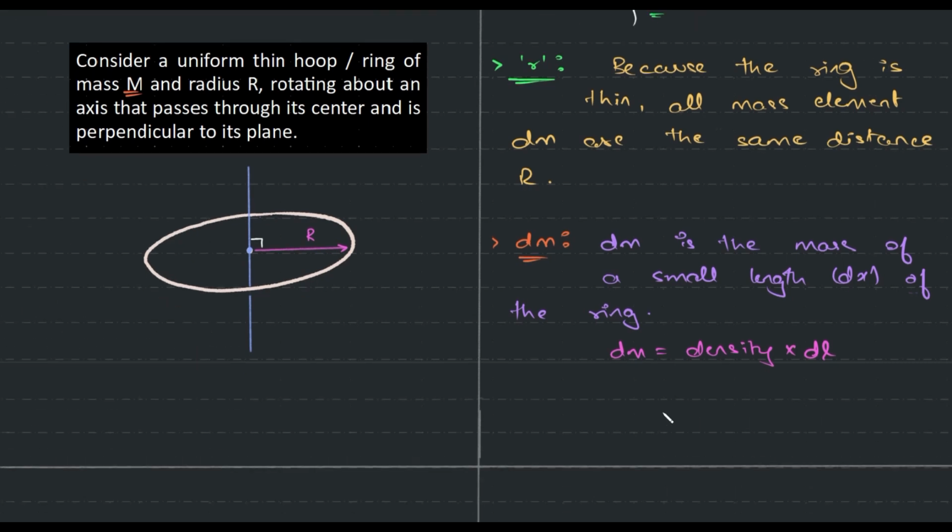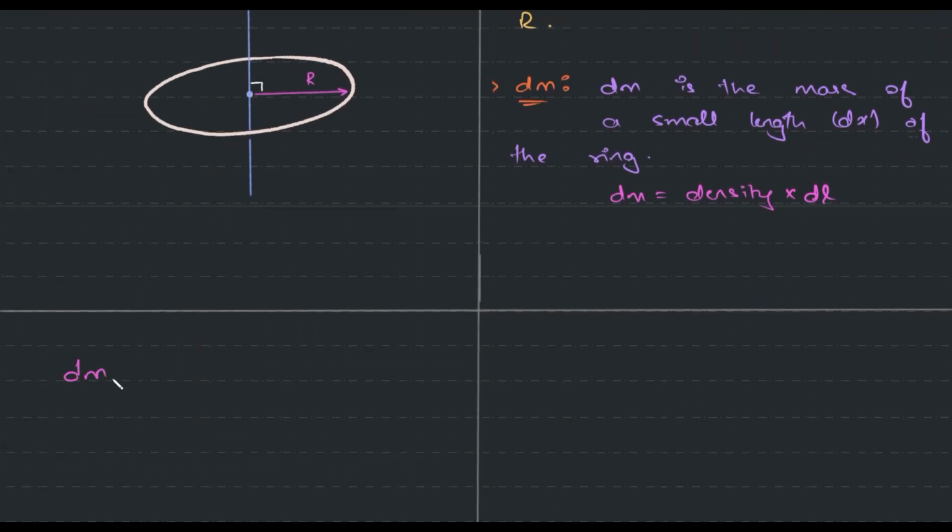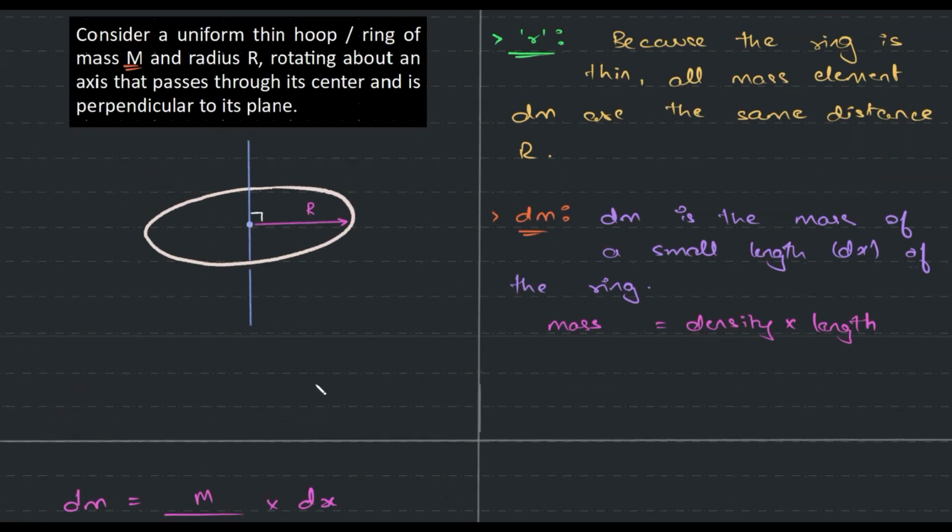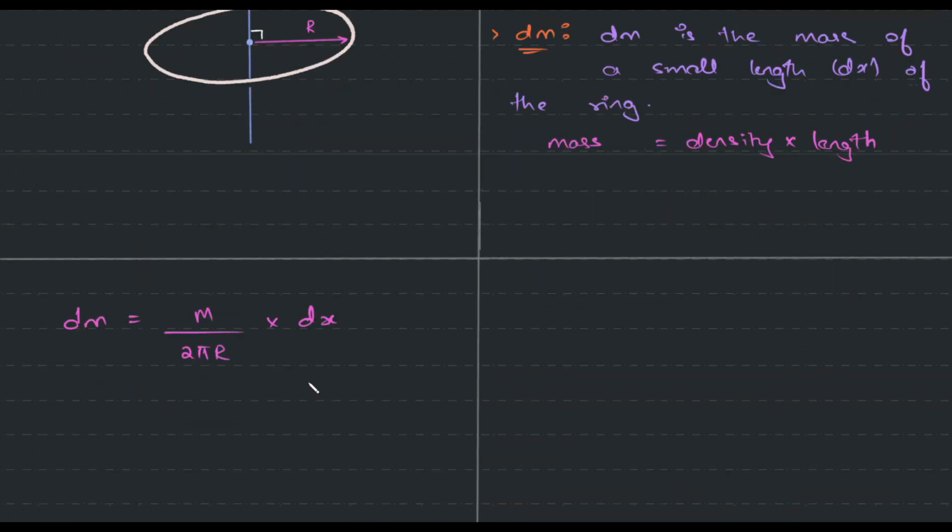I hope you guys know all of these formulas. So density is given by the entire mass divided by the entire length. Entire length in this case is 2 pi r. Any mass is density times length, and mass in this case is dm. Density is m by 2 pi r, and length is dx. Now let's substitute all of this into I.